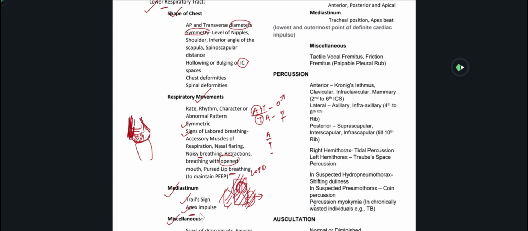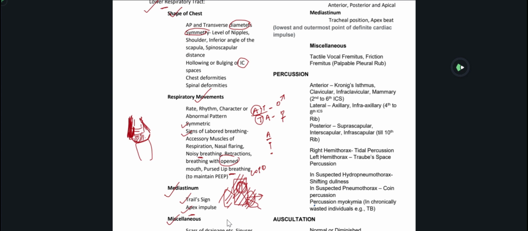So what is the apex impulse? It is the lowermost and the outermost definitive cardiac impulse, which we see because of the cardiac beating. There's an impulse seen on the chest wall of a patient who is thin enough to let us see. So, by any chance, if this central portion, the mediastinum, is deflected to any side, the heart will be deflected. And if the heart is deflected, the cardiac impulse will not be in the normal position. So that is what we have to look for.